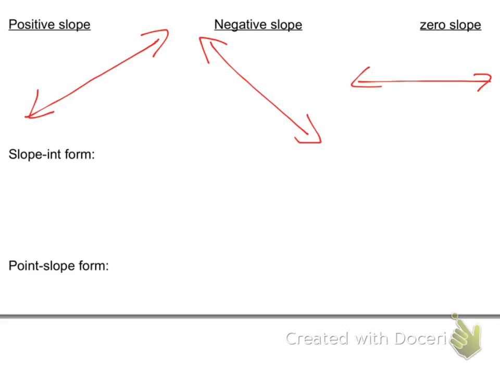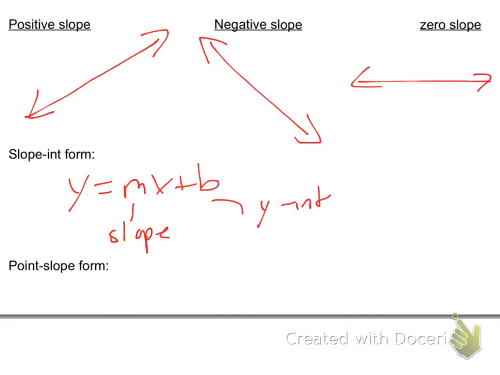Moving on to slope-intercept form. This is the one that everybody likes. And that's y equals mx plus b, where m is the slope and b is the y-intercept. And it makes it a lot easier to graph when we have a slope and intercept, because I can plot the y-intercept and move slope, rise over run. And we'll do that in a second here.